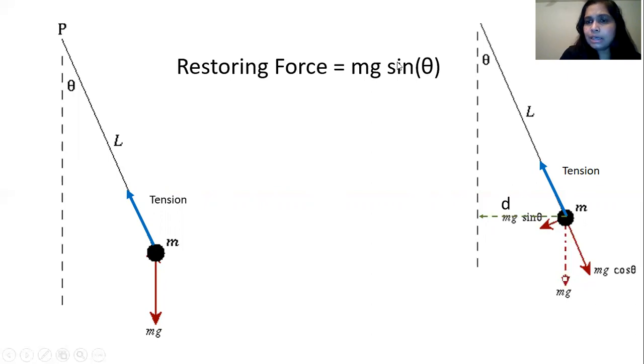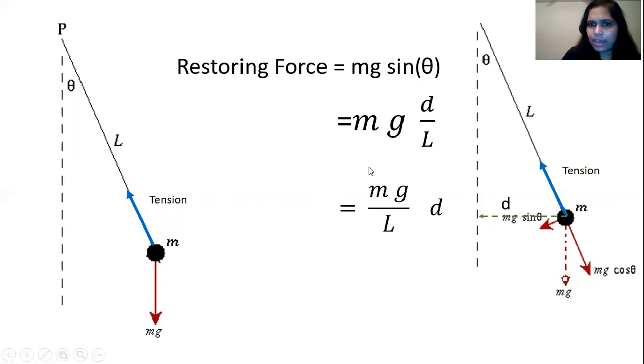Here, let's describe sine theta. We know the opposite of theta is d, and the hypotenuse is L. So I can rewrite this equation as mg d over L. This is the restoring force, mg d over L. Let's rearrange this equation. Mass, gravity, and length are constants, right? And d is the displacement. Since these are constants, the restoring force is proportional to d. If you increase d, the restoring force increases. If you decrease d, the restoring force decreases. So we say the restoring force is proportional to the displacement.